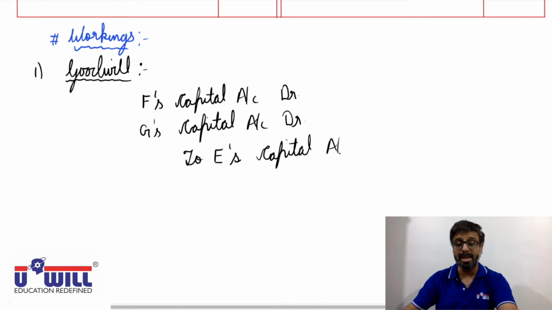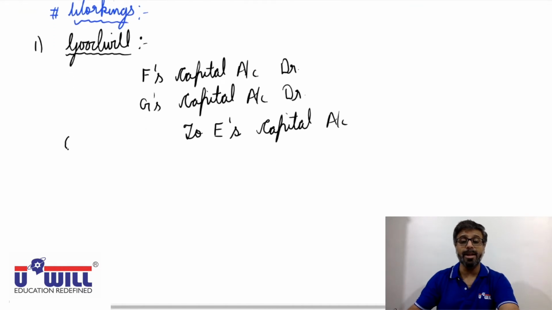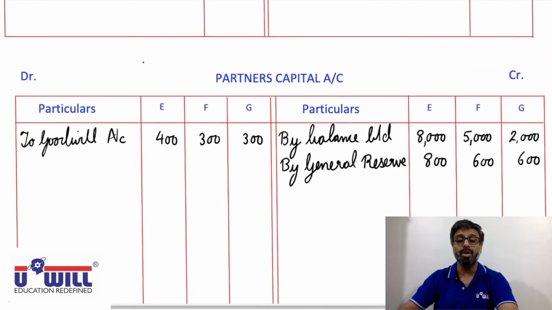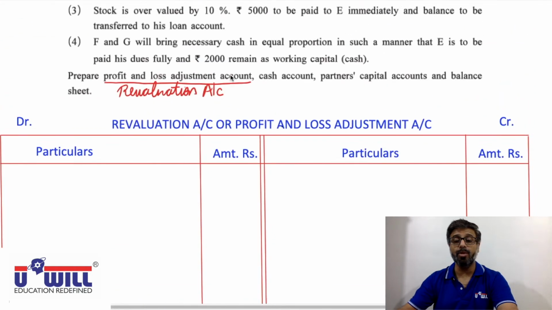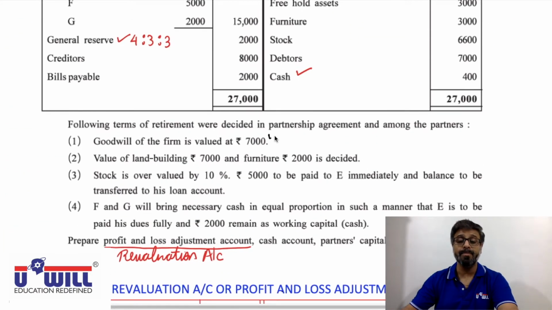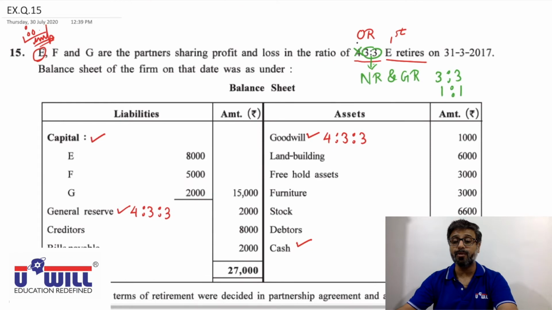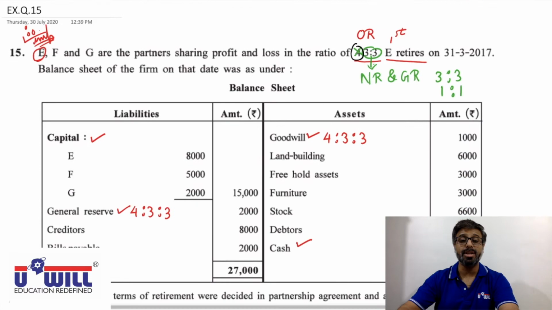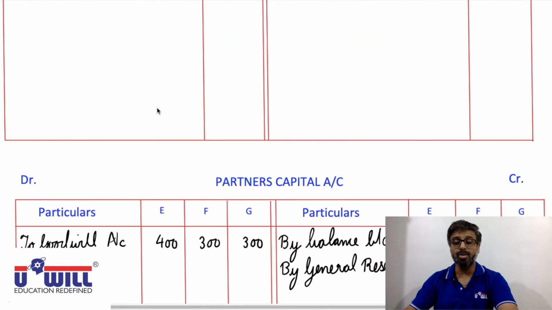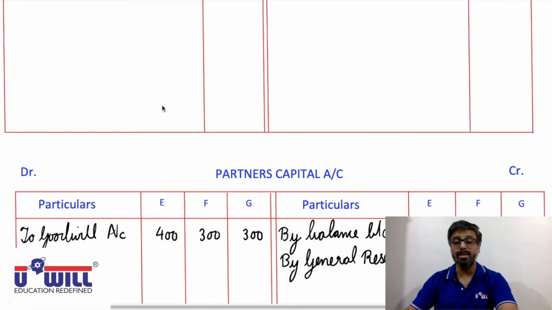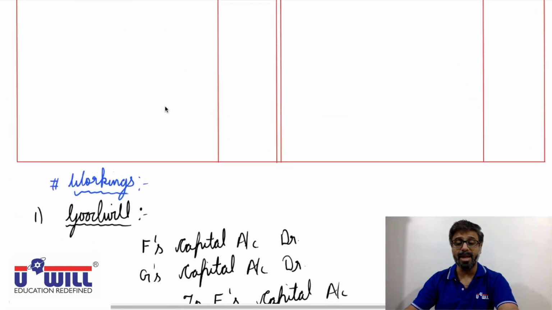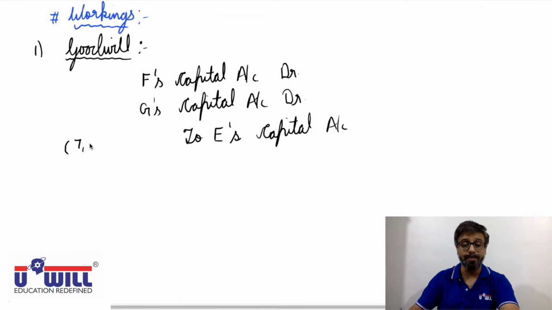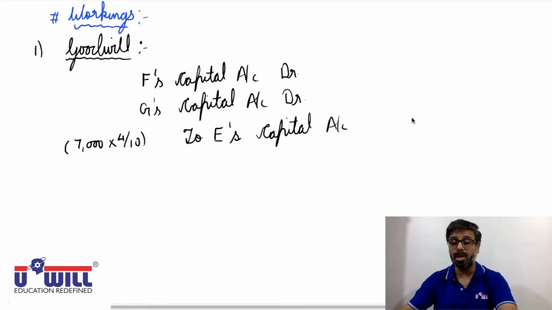Now, very first we'll calculate the amount of E's goodwill into retiring partner's share. All of you can see here that the value of goodwill in adjustment 1 is given as 7,000, into retiring partner's share, which is 4 by 10. In the ratio 4 is to 3 is to 3, the retiring partner's share is 4 by 10. So goodwill 7,000 into 4 by 10 means E's share in goodwill is 2,800.